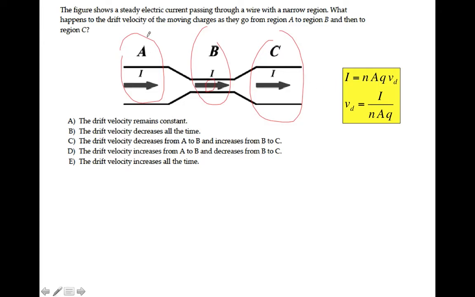Now, if you look at it, he wants to know what happens to the drift velocity, so he wants to look at VD. As you can see, I stays the same, N stays the same, Q stays the same. The only thing that changes is A. Now, when A becomes less, that means the velocity becomes bigger. So in going from A to B, the velocity increases, and in going from B to C, the velocity decreases. The drift velocity increases from A to B, and decreases from B to C. Okay, so that's how to look at this question.